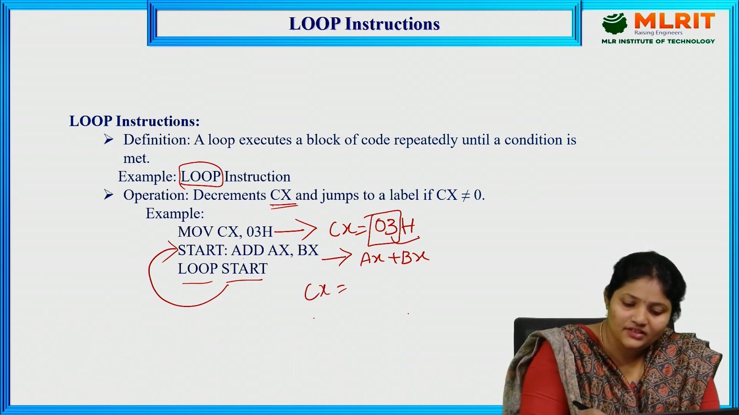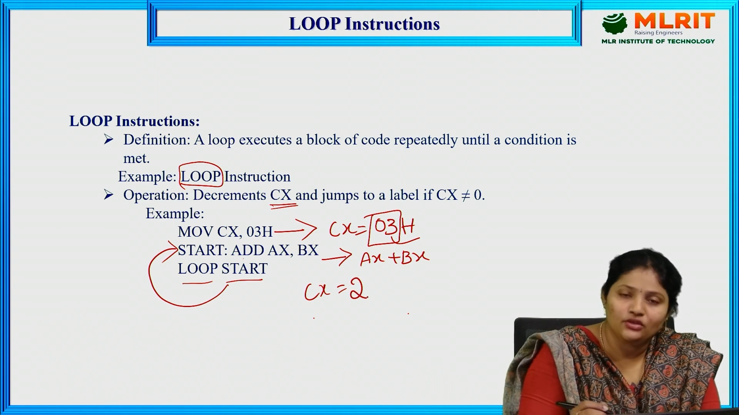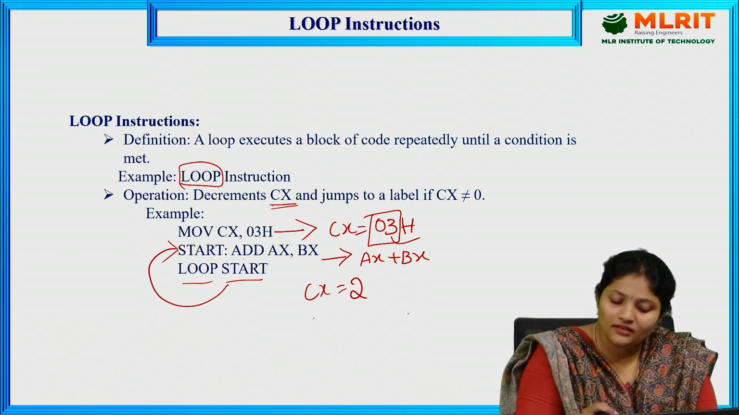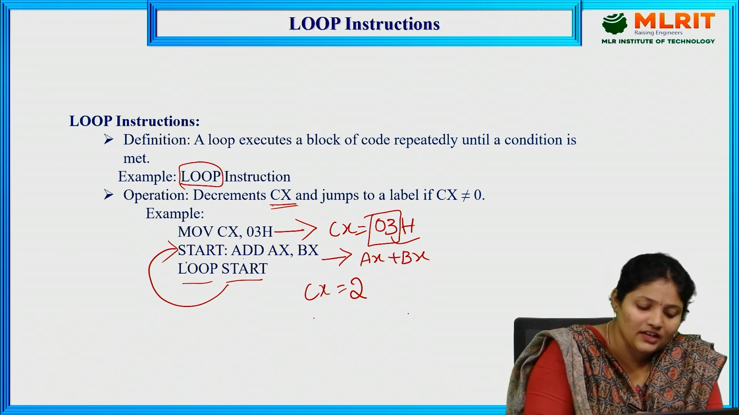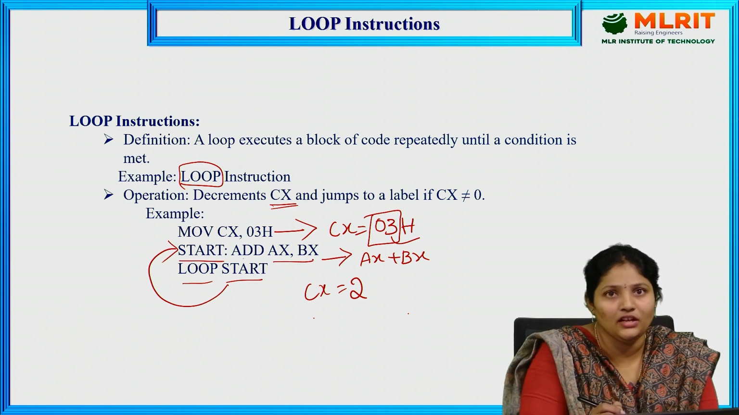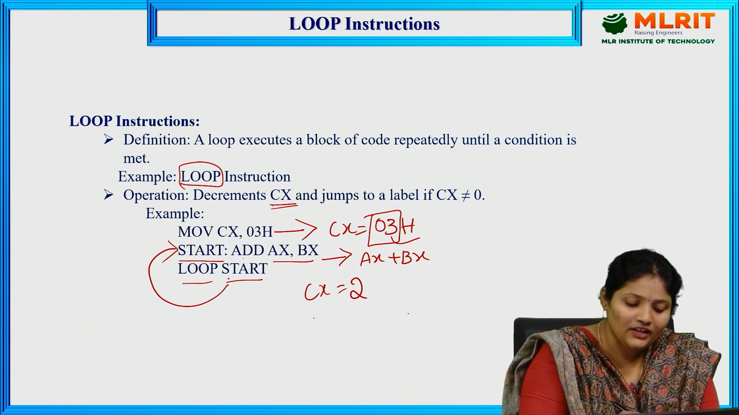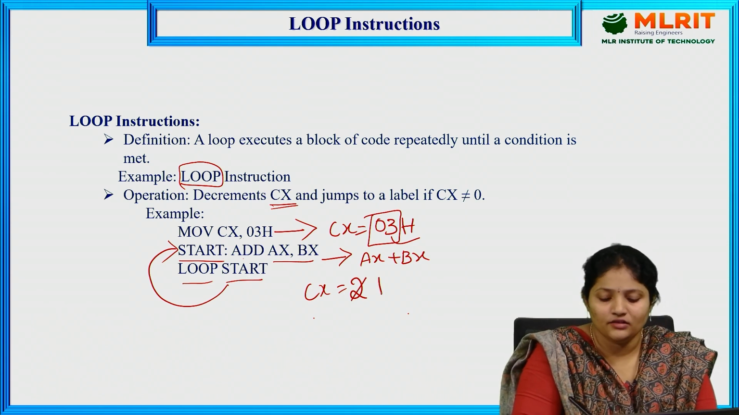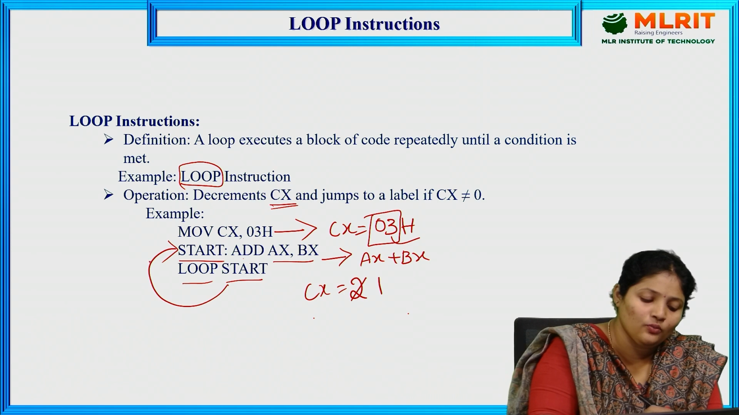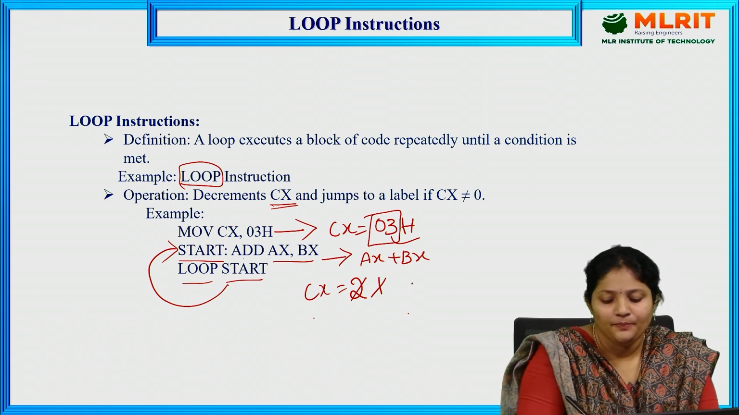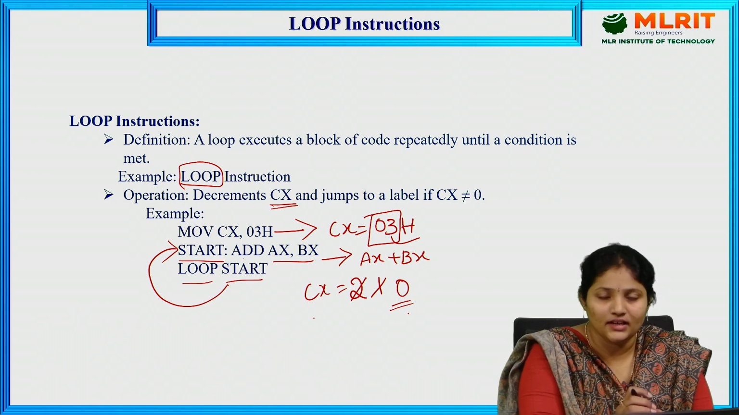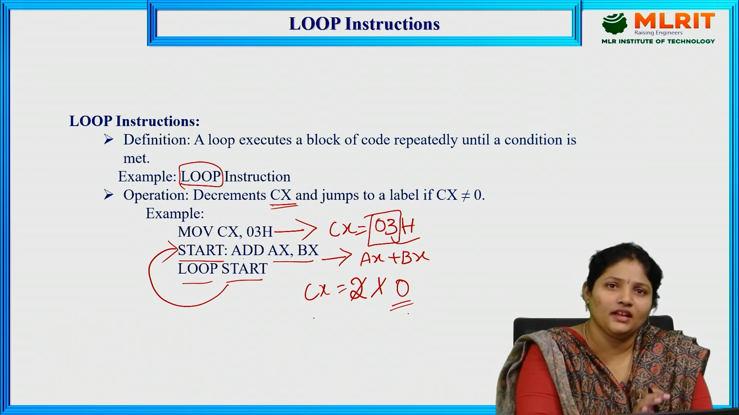Already we have set it to 3, so it will decrement to 2. It will check: if CX equals 0, the loop ends there itself. But CX is not 0, it is 2. So again the loop will get back to the start label. So again AX and BX will perform the addition. Next, again while coming to loop start, it will decrement the CX register by 1. So here we are getting 1 only. So again the loop will get executed until it becomes 0. Whenever the processor encounters 0 in the CX register, the loop ends there itself.